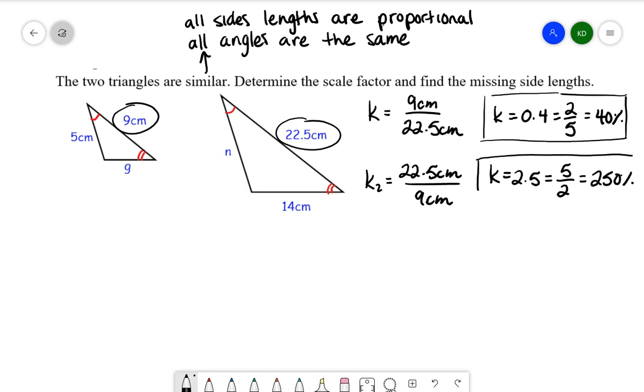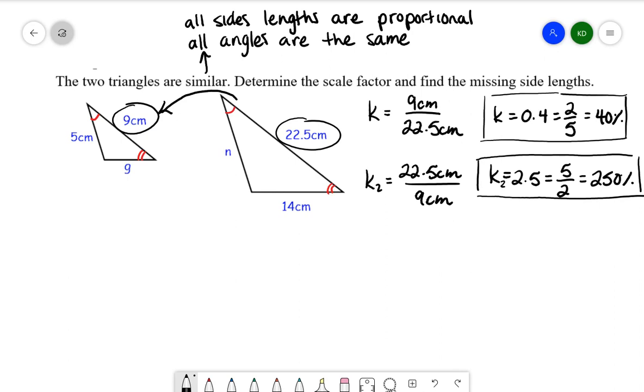So just by using these two sides, what we can see is that there are two different k values that I can talk about. And what we want to know is what's the difference from one to the other. So when we divided 9 by 22.5, we get a decimal of 0.4 or 40%. What that means is that if I was to start with the larger triangle and reduce its size, it would bring me to the smaller triangle.